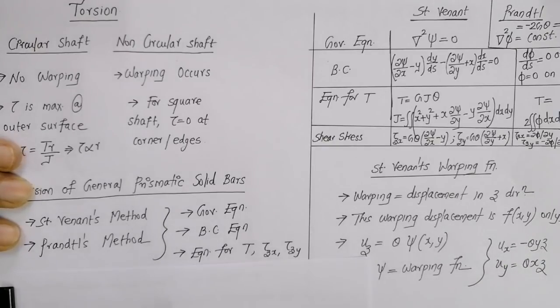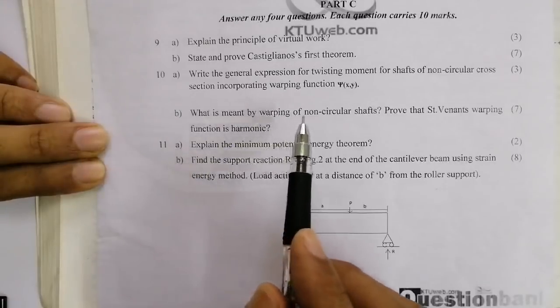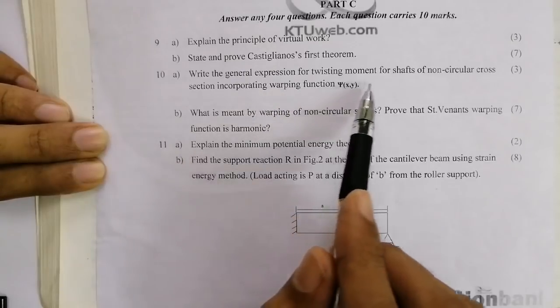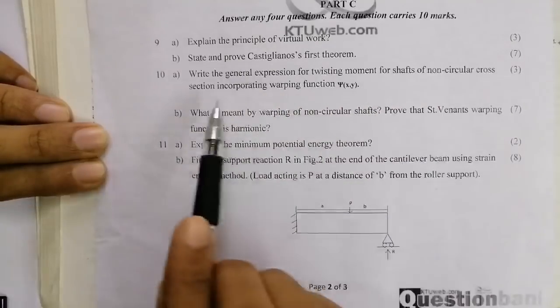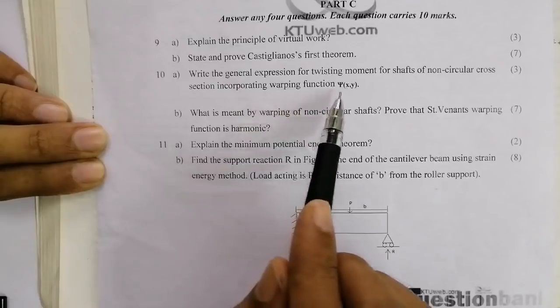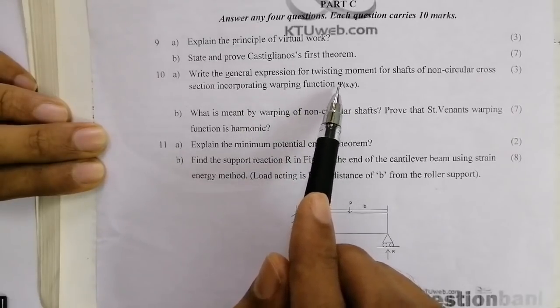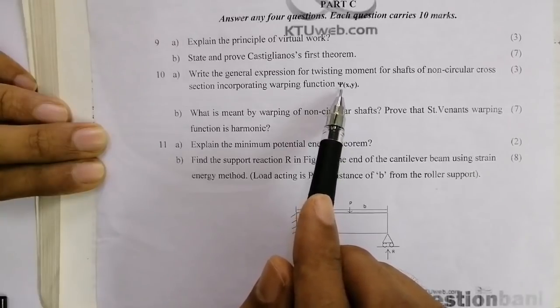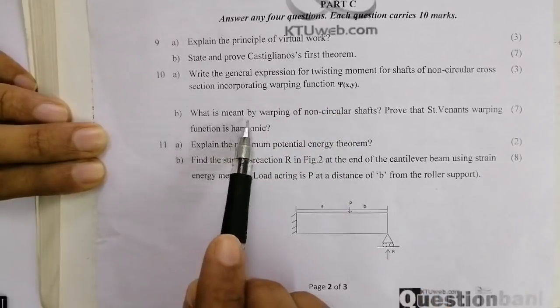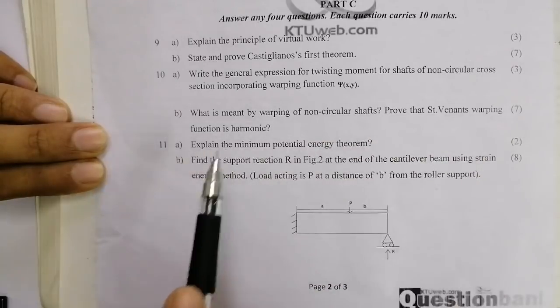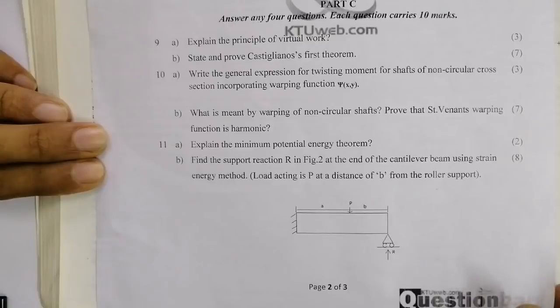Now, let us look at a problem from Venant's warping function. You are asked to find out the twisting moment for shafts of non-circular cross-section incorporating warping function psi of x comma y. Remember, psi is Venant's warping function. What is meant by warping of non-circular shafts? Prove that Venant's warping function is harmonic. So, I will explain the solution in detail.